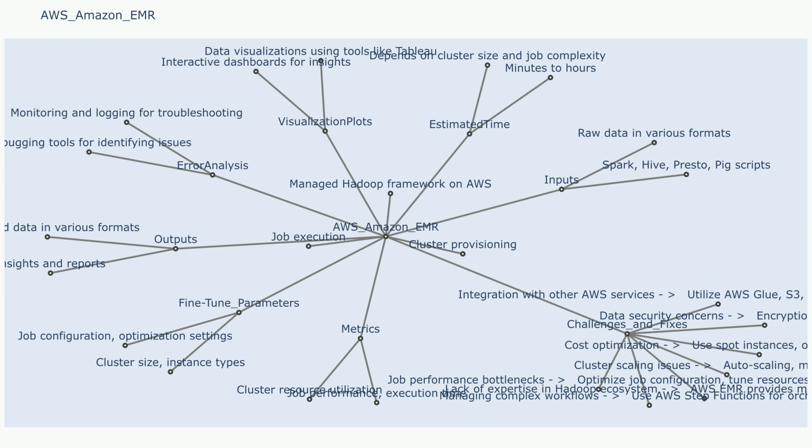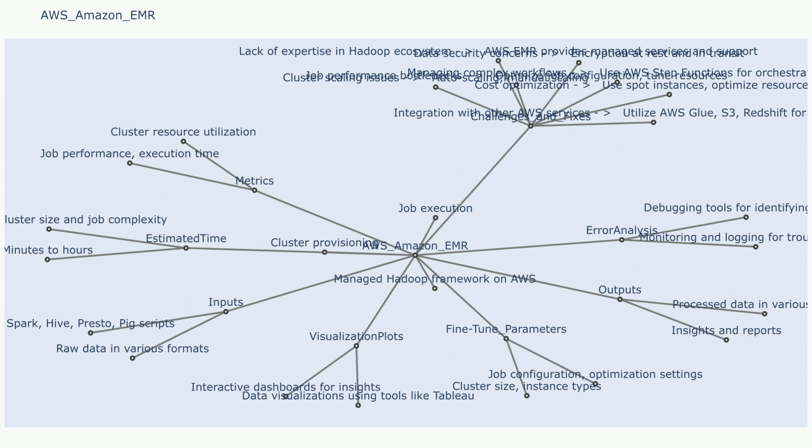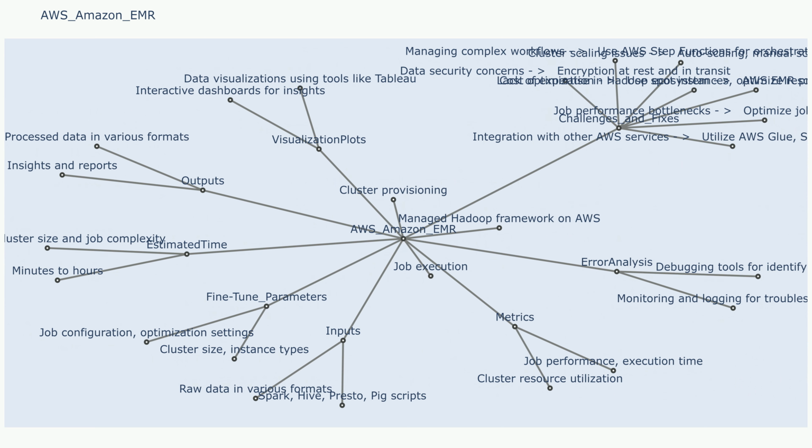Logs generated by the cluster and applications running within it are stored in S3 for monitoring and troubleshooting. Data processed by EMR applications, like input data for Spark jobs, is often stored in S3 as well.